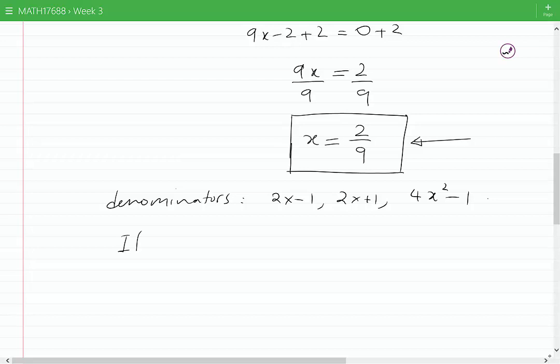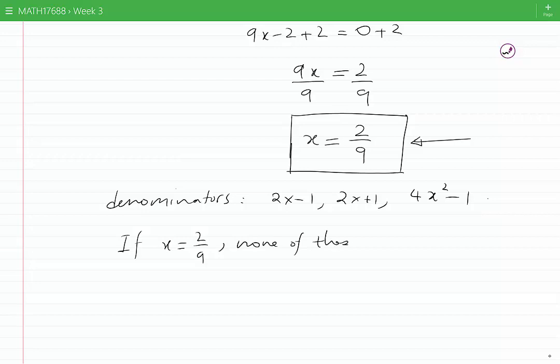If x is 2 over 9, none of these denominators become 0. Therefore, x equals 2 over 9 is a solution.